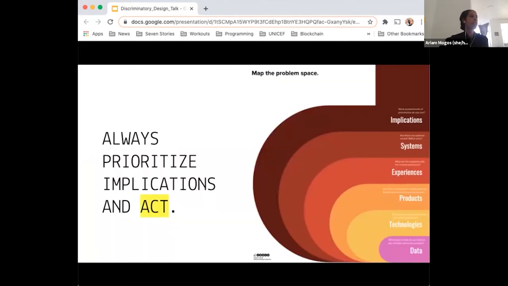So we've created a design methodology at the D.School where you can take different aspects of designing for technology, whether that's experiences or products or data or systems, and map the problem space of these different elements and think about the implications ahead of time before the prototype you're creating is released into the world. So we're currently iterating on this, but it's something we're thinking about to provide guidance to young designers.